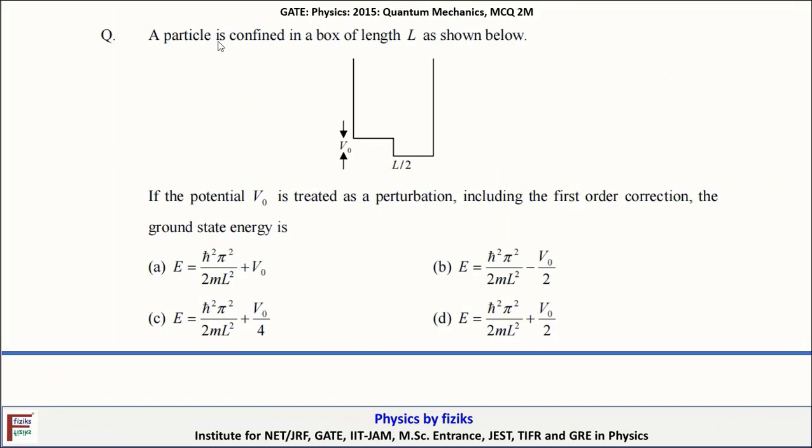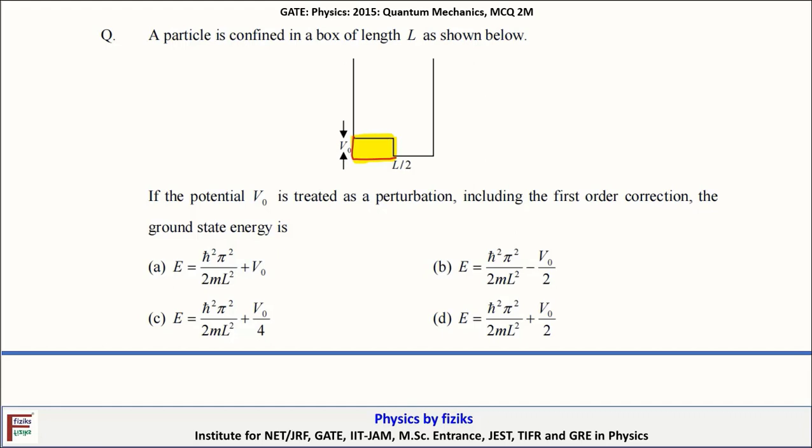A particle is confined in a box of length L as shown below. Initially it would be like this one, but this area has been reduced or subtracted from the box. Now, if the potential V0 is treated as a perturbation including the first order correction, what is the ground state energy? We have to determine the ground state energy for this potential.